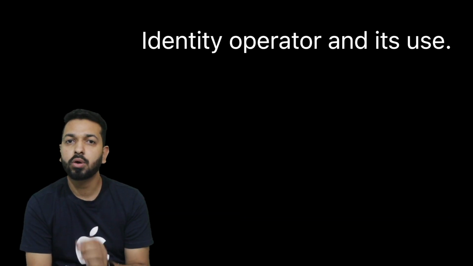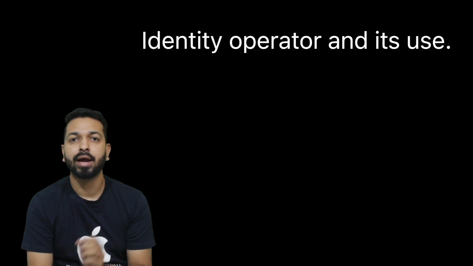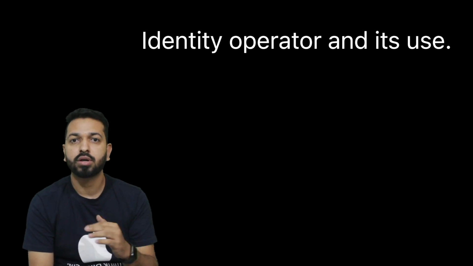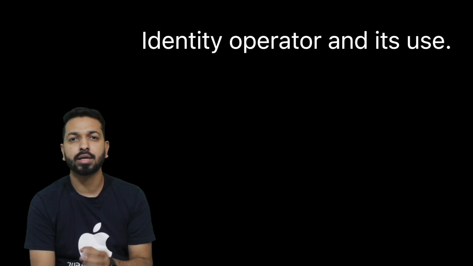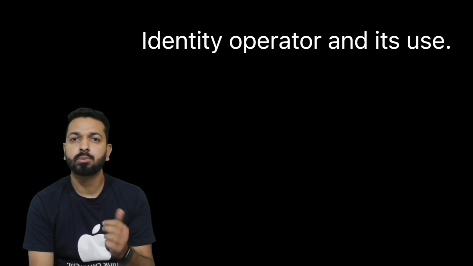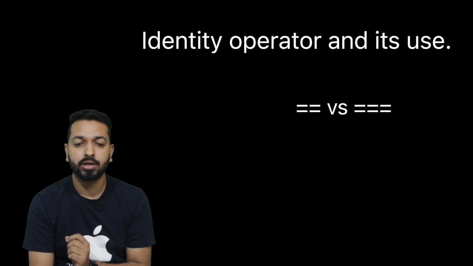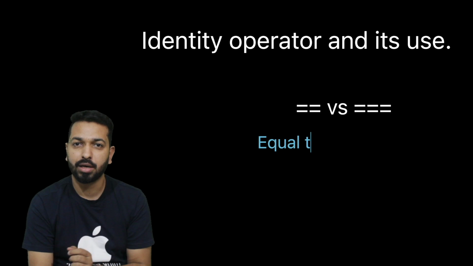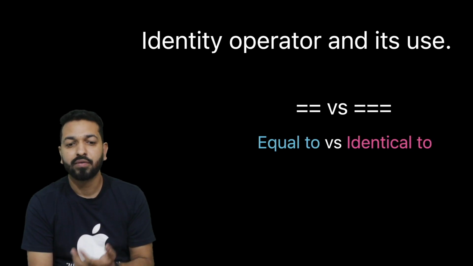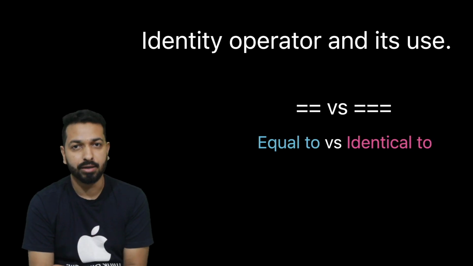Now for those who do not know what the identity operator is, it is triple equal to. For normal comparison, we use double equal to in case of integers or strings. But there's one more operator available to us, triple equal to, and that is known as the identity operator. So it is double equal to versus triple equal to, and to elaborate, we can say equal to versus identical to.